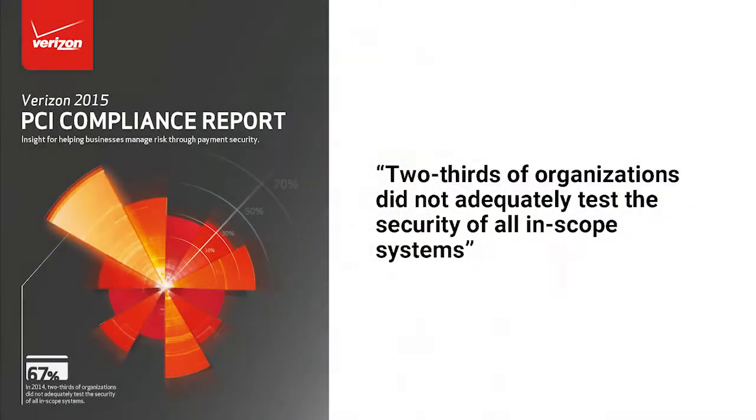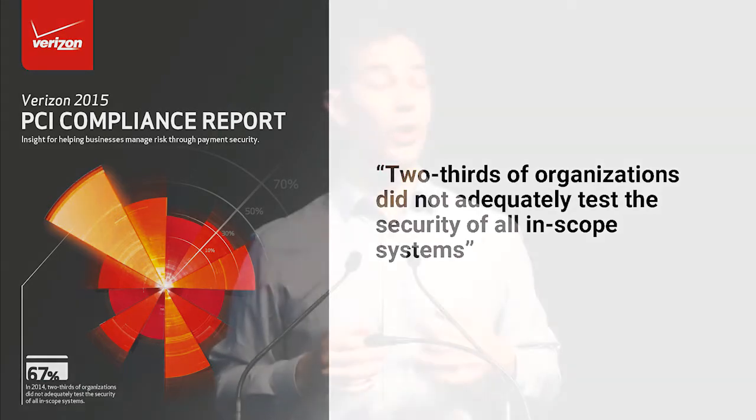And we've seen this, right? This is the Verizon 2015 State of PCI Compliance Report. I'm sure 2016 is probably telling the same story. The nice thing is you didn't actually have to open the Word doc or the PDF, because right there on the cover it says 2/3 of organizations did not adequately test security of all in-scope systems. So, spoiler alert, don't even read it. Your infrastructure is probably not secure.